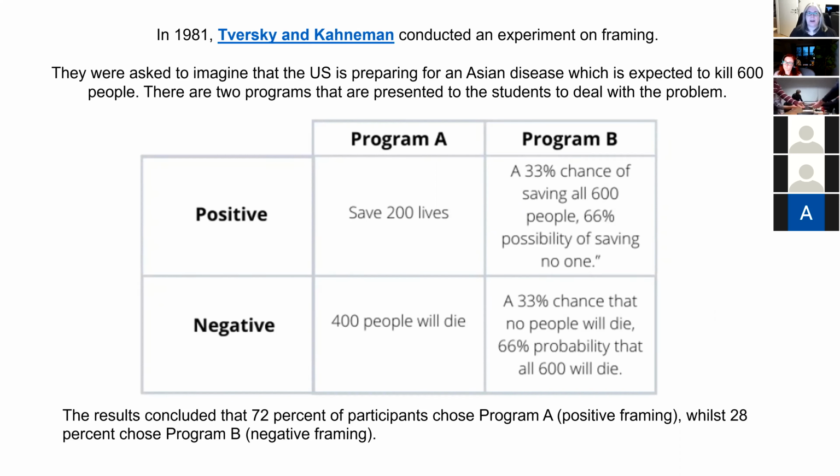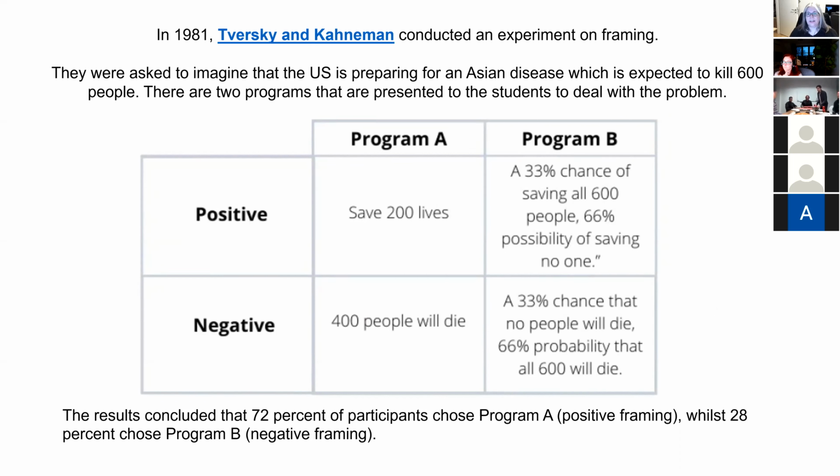Same thing with saving lives. There was a whole experiment about this. It's kind of appropriate now with COVID, right? If you're preparing for some disease expected to kill X amount of people, how do you frame this? Saving 200 lives or 400 people will die. Nobody wants to hear that die word, right? We want to hear it's saving 200 lives.